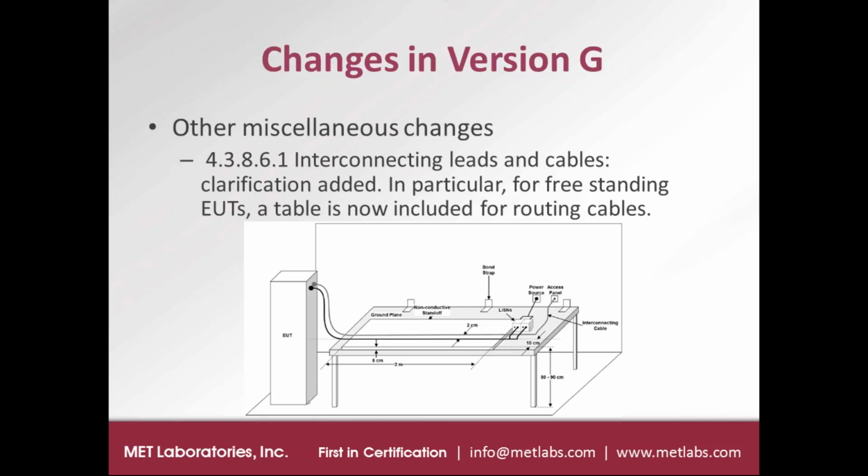So a few other miscellaneous changes to mention in version G: for freestanding EUT, meaning EUT that would normally be installed on the deck of a platform, it now requires that the tabletop and tabletop ground plane are also used next to the EUT in order to continue to standardize the cable routing and also, I guess, to control the spacing of the cable off of the ground plane for coupling purposes.